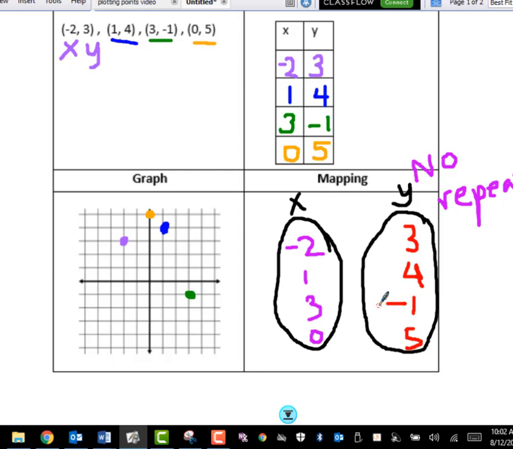The last thing you have to do with mapping is, in the table, you know that -2 and 3 go together because they're in the same row. So I need to connect the numbers that go together in these bubbles because right now they're just floating out there. I know that -2 goes with 3, so I'm going to draw a line from -2 to 3, and I'm going to put a little arrow because that tells me that they are a pair. They're supposed to be in the same point together. So 1 goes with 4, I'm going to draw a line. 3 goes with -1, draw a line. 0 goes with 5, draw a line. Okay, that is the only difference between tables and mapping.